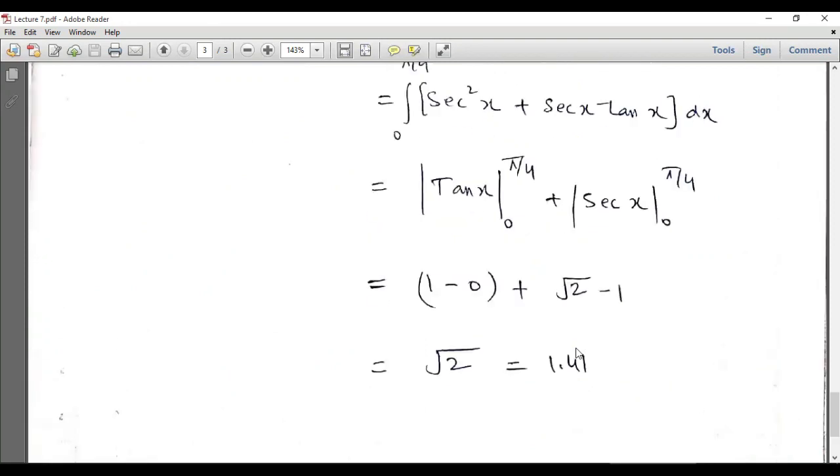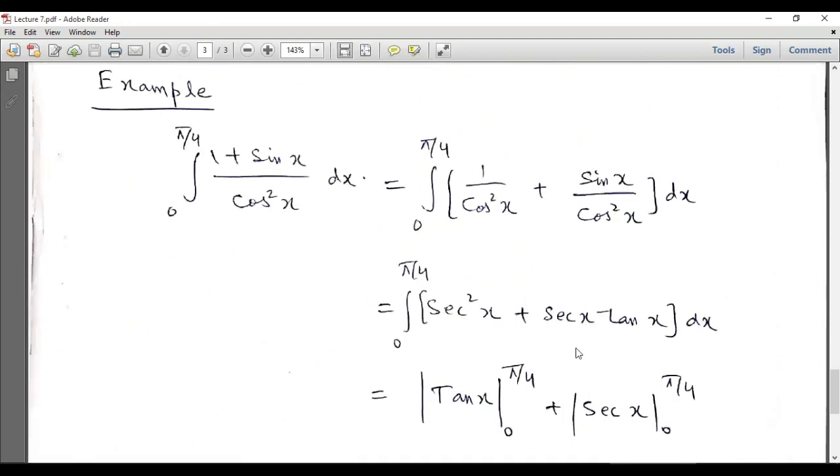So these are all simple integrations, and I hope you have understood the concept of integration.